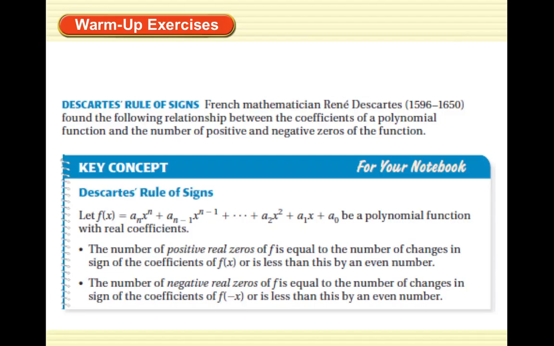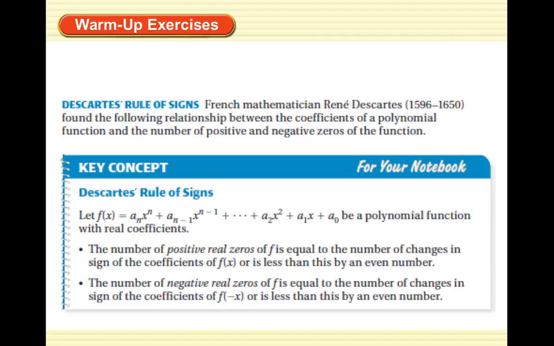So the Descartes rule of signs says let f of x equal that long function, and let it be a polynomial function with real coefficients. So real numbers, not just rational, but real numbers. The number of positive real zeros of f is equal to the number of changes in the sign of the coefficients of f of x or is less than this by an even number.